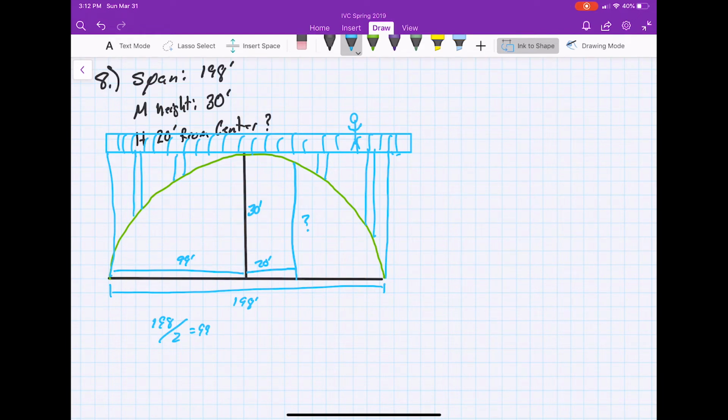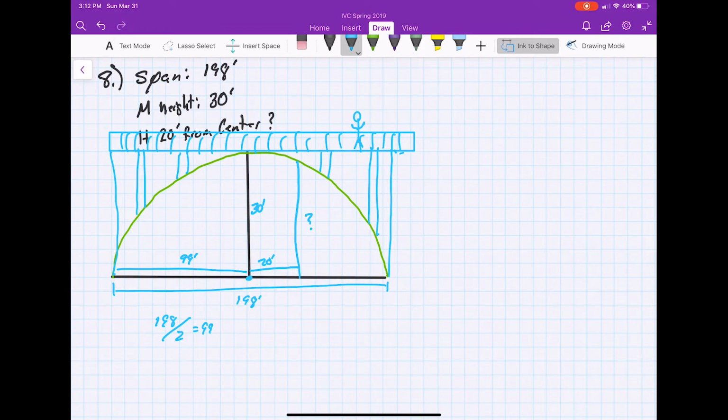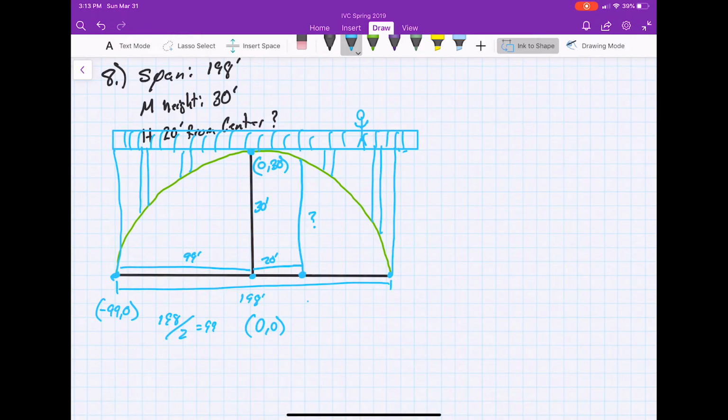So we're going to exploit a few things here. We know the center and the bottom, we'll just set that to be 0, 0, which means this would be 0, 30, because it's 30 up. And over here would be -99, 0. The other end obviously would be 99, 0. And we're looking for this, which is 20, something. We don't know what the y component of this is going to be.